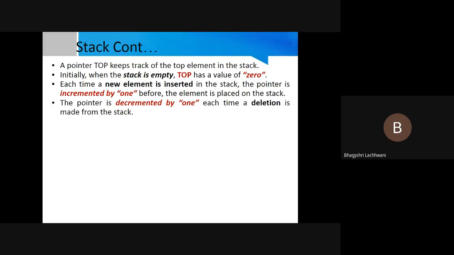So just read here. A pointer keeps track of the top element in the stack. Initially, when the stack is empty, top has value 0. And each time a new element is inserted into the stack, the pointer is incremented by 1, and decremented by 1 each time you delete an item from the stack.